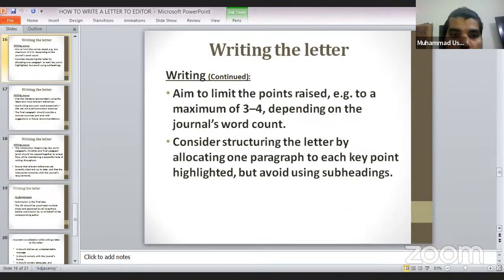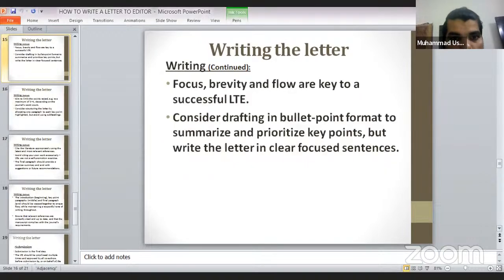And an important point is that you should raise a maximum of 3 to 4 points in your letter to editor. You should not be dealing with a lot of points or a lot of issues, because the space is limited, and you also have to observe the word count limit. If you're dealing with a lot of issues and making points about a lot of topics, it can give rise to difficulty, and you will not be able to elaborate your points because of the word limit constraints.